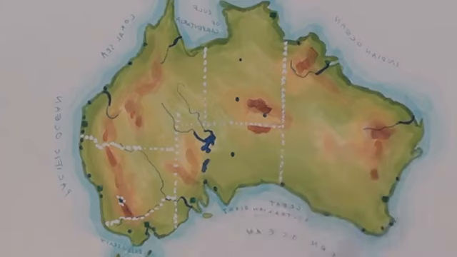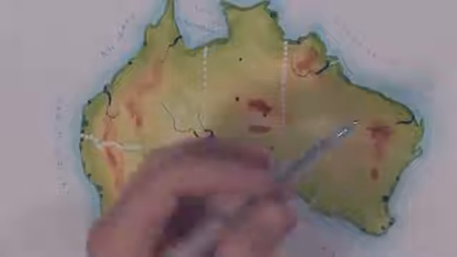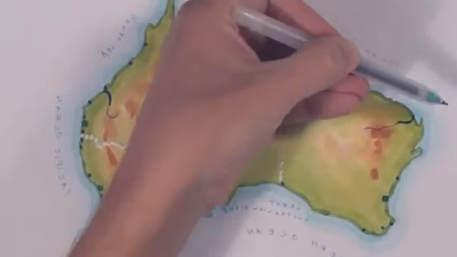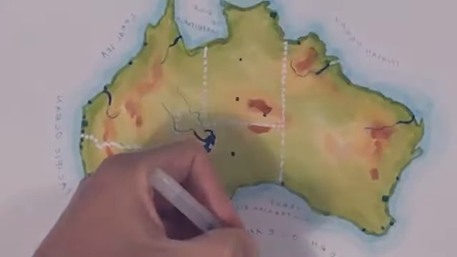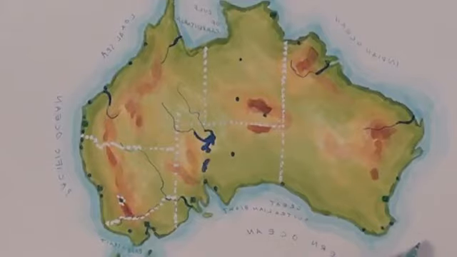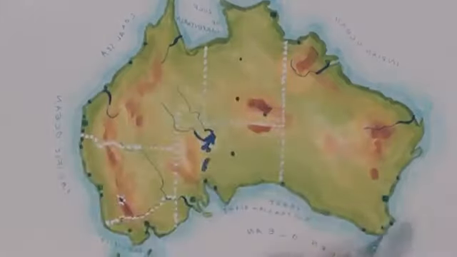And this corner is where the Indian Ocean is in this direction, and the Southern Ocean is in this direction. It's the dividing point between these two oceans. So that was nice too.